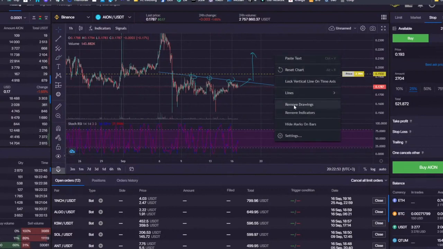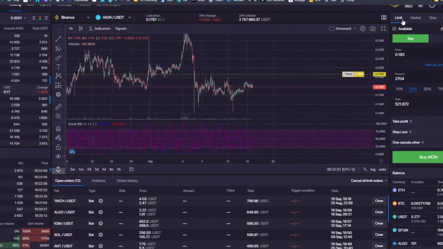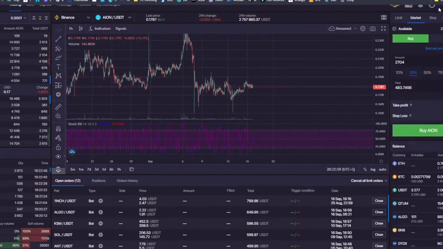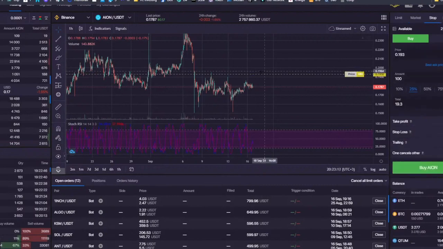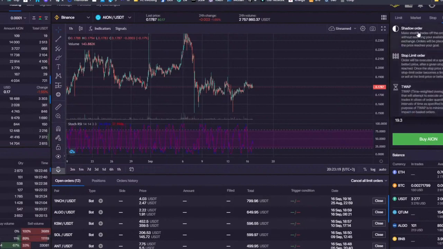Okay, so that's pretty much it about the orders we have, like the limit buy, limit sell. The market buy and sell is really straightforward. If I, let's say, want to buy 100 Aeons right now, it's going to buy it right now at the market price. The stop one we just covered, stop limit also covered, and we also have some additional order types, like the shadow order and the TWAP.